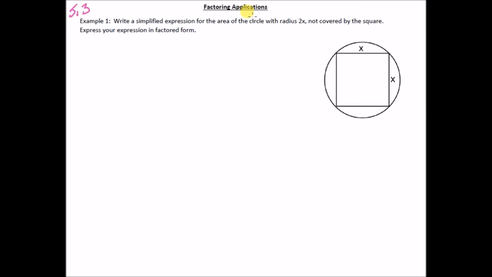5.3, but we're going to do a couple factoring applications. So example 1, write a simplified expression for the area of the circle. So we know immediately I'm thinking area equals pi r squared. Okay, but we know that the radius is 2x. So radius is 2x, that's fine. We'll sub that in.